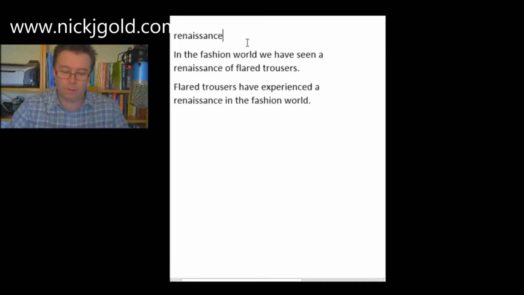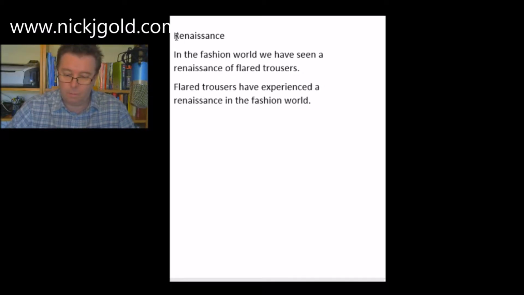Okay, so flared trousers, trousers with this kind of shape on the leg, they were fashionable in the past, in the 1970s. Then they went into a decline. They were very unfashionable for a long period of time. Maybe now they're fashionable again. So we've seen a renaissance. I use that word in that way, with a small r, but with a capital R, we see it like this, Renaissance. Then we need the article the. We might add European there as well. The European Renaissance, the period in history.